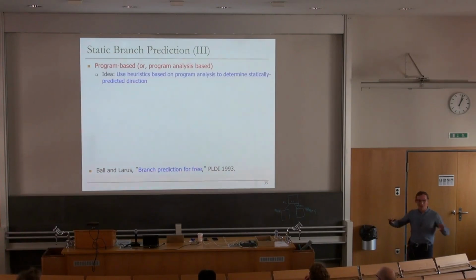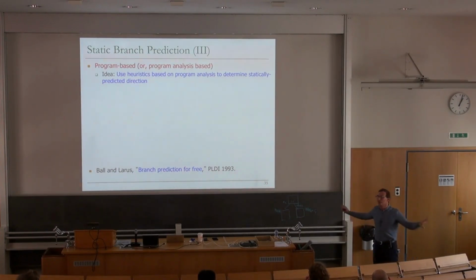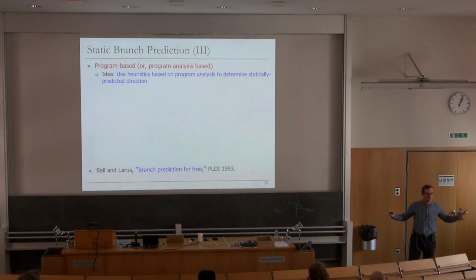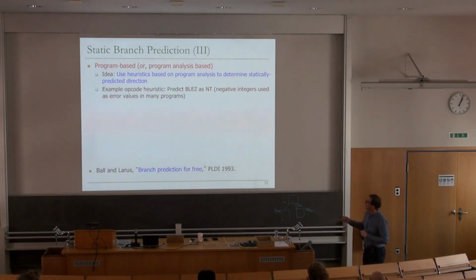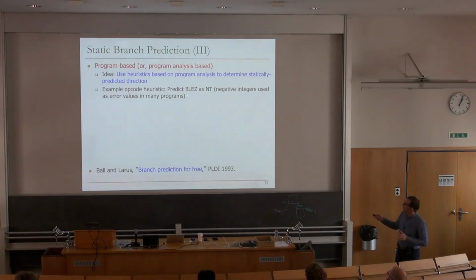Basically, you use program analysis. The compiler goes through the program and uses a bunch of heuristics to guess, oh, this branch is going to be taken or not taken. Not even a profile. There's no profiling involved here. What are the heuristics? Well, one of the heuristics that they found at that time with the programs they looked at was predict branch less than or equal to 0 as not taken. Why? Because negative integers may be used as error values in the program, and this is basically testing for a negative integer. And if you predict not taken, you're better than random chance.